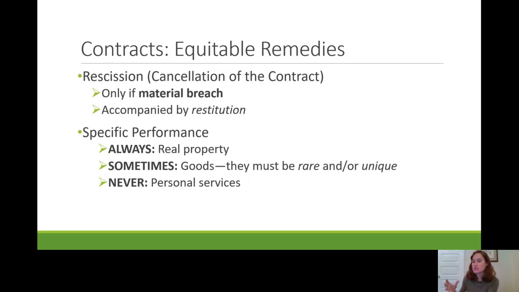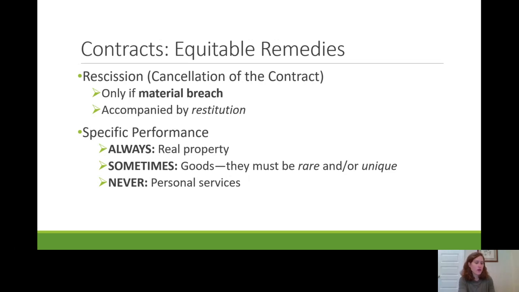Now, because it's not a double recovery, obviously the seller has to give me back my $1,000 that I've already paid. And then on top of that, I can ask for that $1,000 in damages because I had to cover with a second seller. So my total amount that I would be able to ask for would be $2,000.